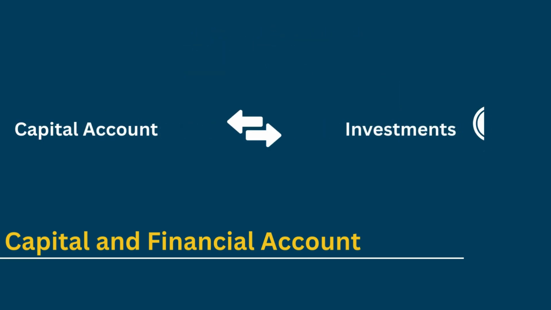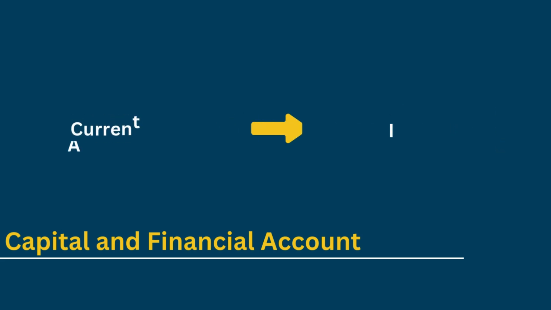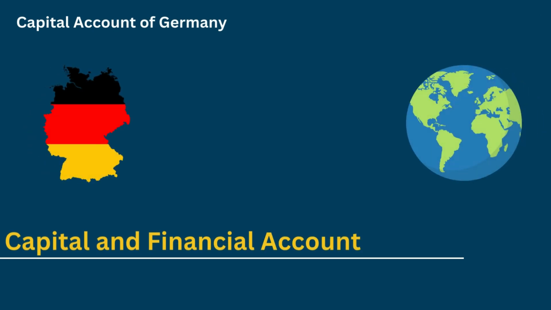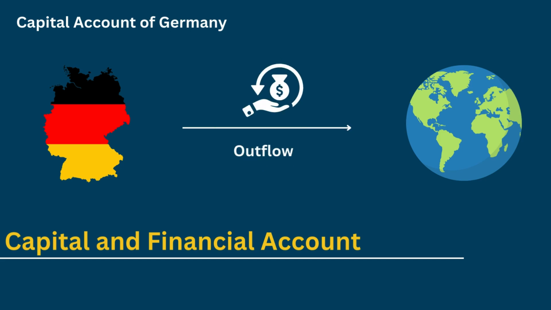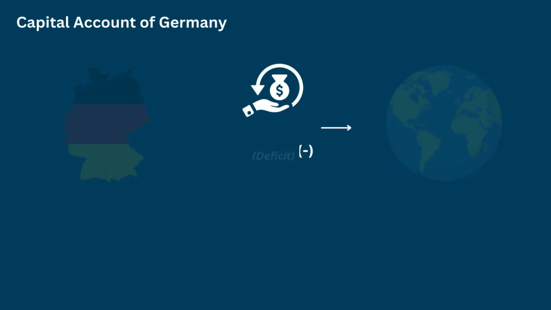The capital and financial account records all transactions related to flow of investments into and out of the economy. While the current account is related to income, capital and financial account is related to ownership of assets. In the capital account, the inflow of investments by foreigners in the domestic economy is treated as surplus in the capital account. Outflow of investments by nations' citizens in foreign countries is treated as a deficit.